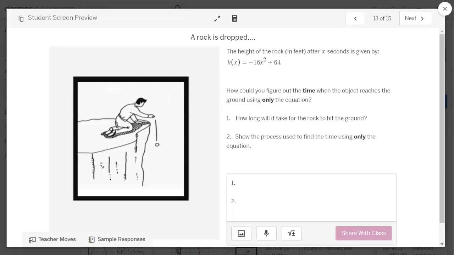Now, some of the kids will automatically want to type it into the calculator and graph it and look for that time by looking for the zero of the function. And I'm not opposed to that at this point, but the problem is they still need to answer part 2. Show the process that you could use using only the equation to arrive at that answer. So they need to get to the point where they're actually using substitution and solving to get to that answer.